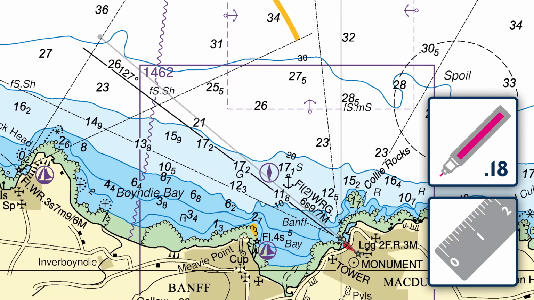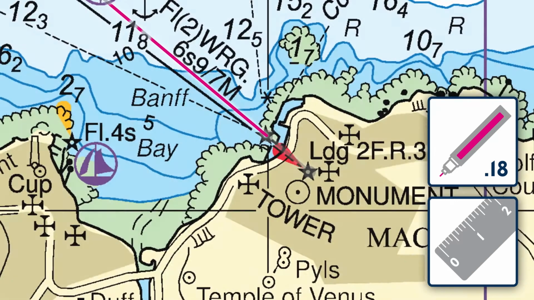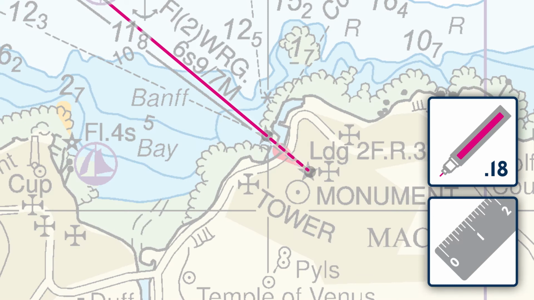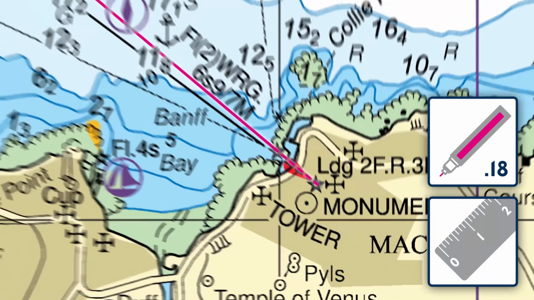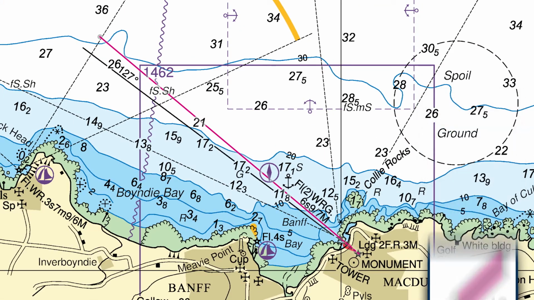Using a magenta 0.18 pen and a ruler, draw a straight, firm line over the pencil guideline between the first and middle marked points, and a pect line between the middle and last marked points. This must be drawn as shown on the tracing, as it is a measured distance in the textual NM. Make sure that you do not draw over existing chart information.